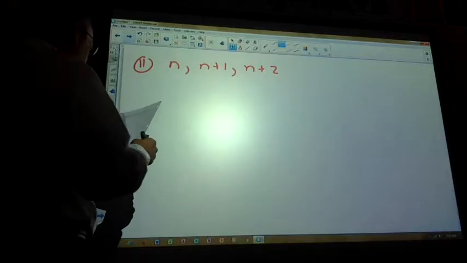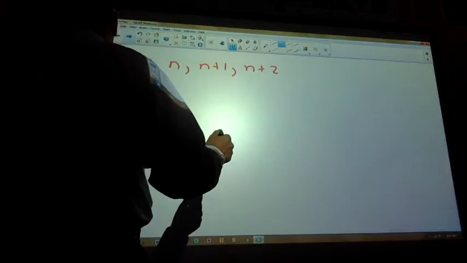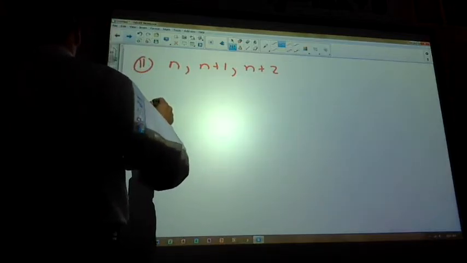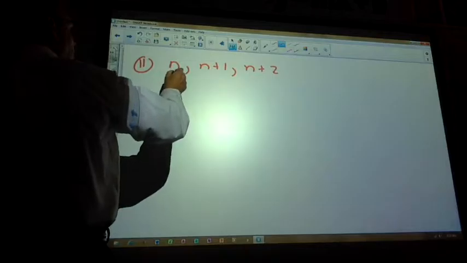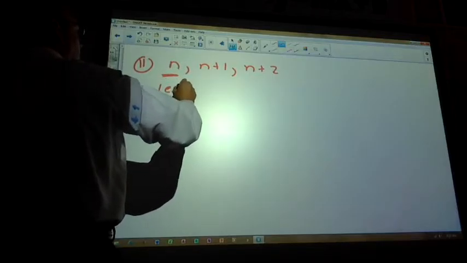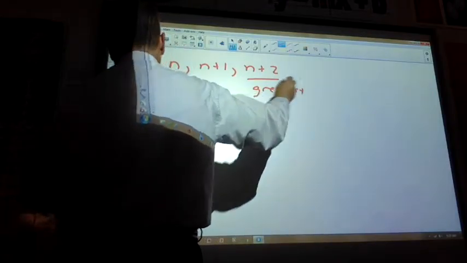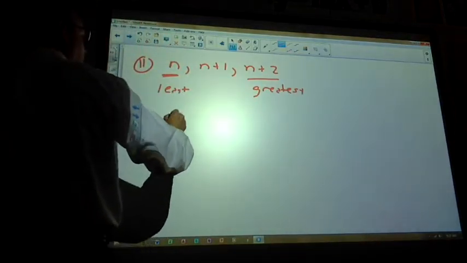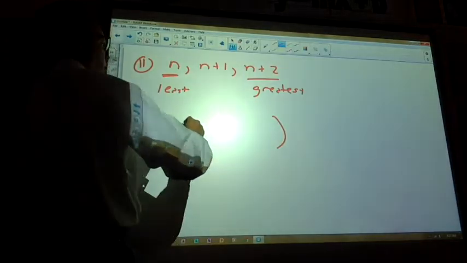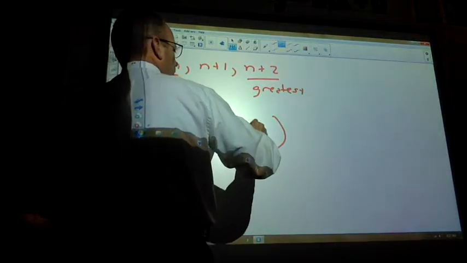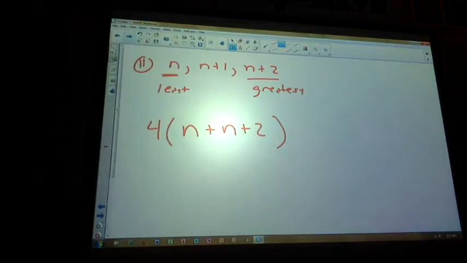Okay, so 3 consecutive integers, n, n plus 1, n plus 2. 4 times the sum of the least and the greatest. So this is the least. This is the greatest. Are we okay with that? Yeah. So it says 4 times the sum. What does sum mean? Addition. 4 times the sum. Did I sum them together?